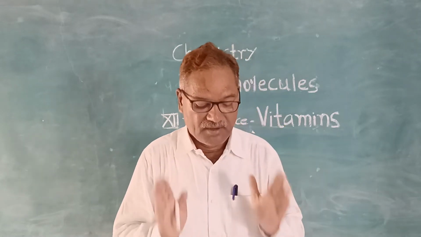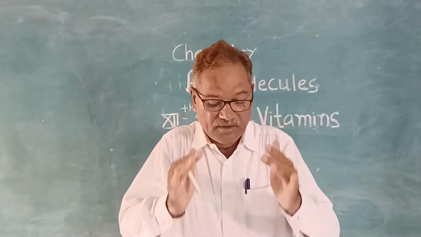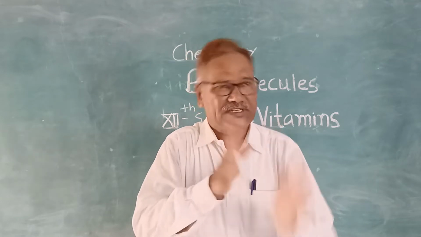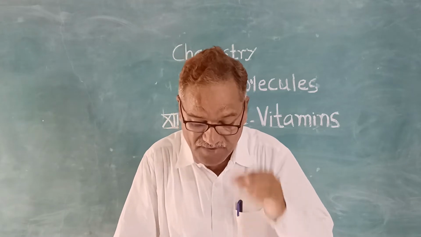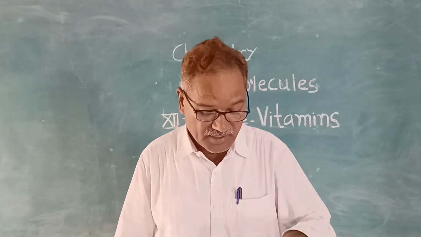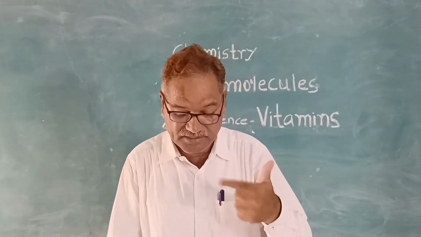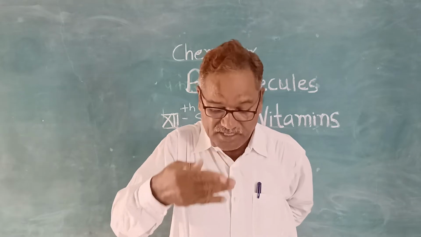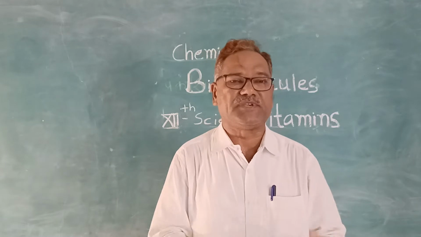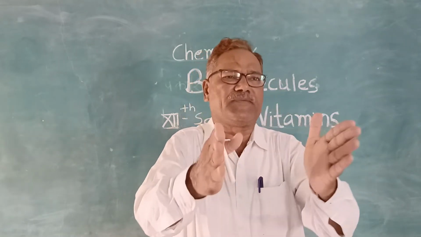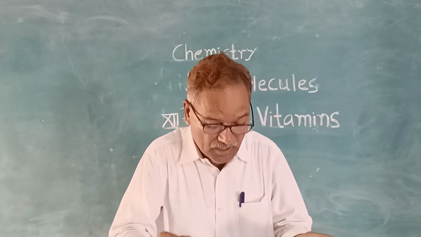Then there is vitamin B5. The sources of vitamin B5 are barley, liver, maize, wheat, and rice. The number of sources is large. We must take these vitamins, and if we have a deficiency of vitamin B5, there is pigmentation of the skin, degeneration of the spinal cord, or mental confusion.